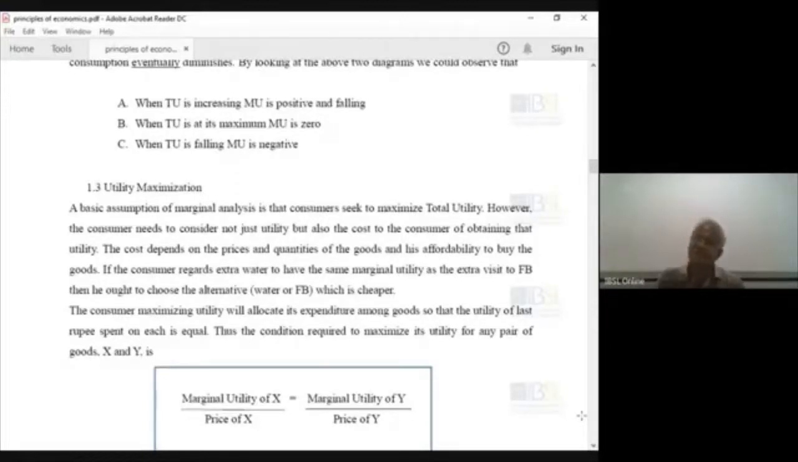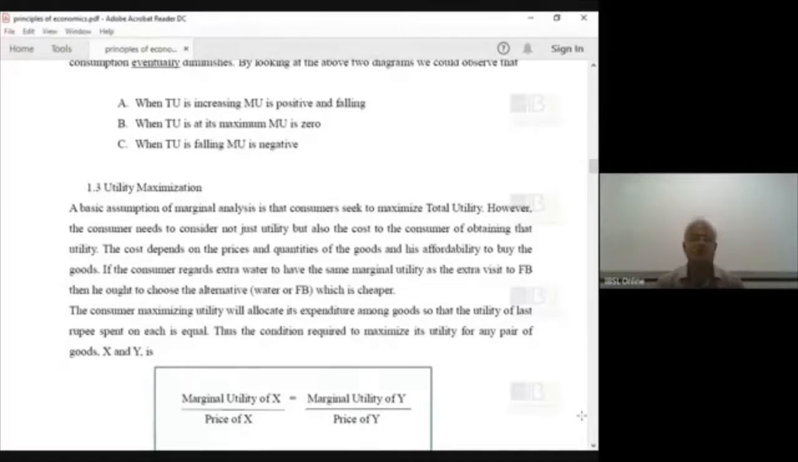What is the ultimate objective of consumption? The ultimate end objective of consumption is to get the maximum utility, maximum satisfaction. That is called utility maximization. We consume to get the maximum utility. That is the basic assumption. The basic assumption of marginal analysis is that consumers seek to maximize total utility. Underline, they want to maximize total utility, not the marginal utility, total utility.